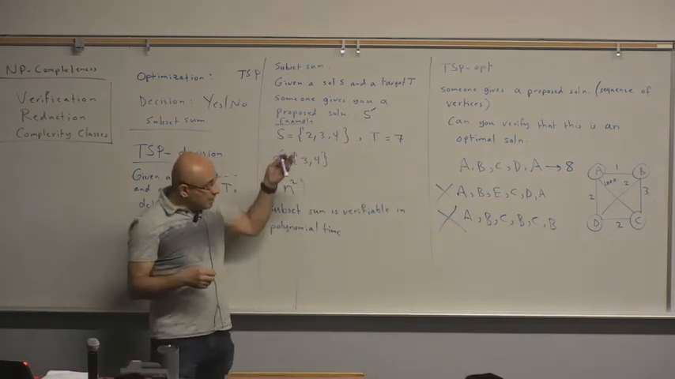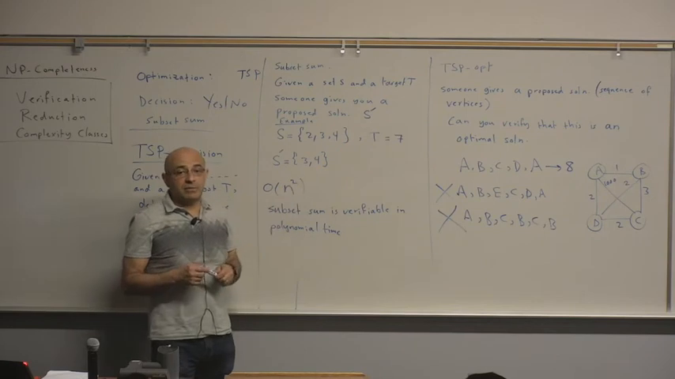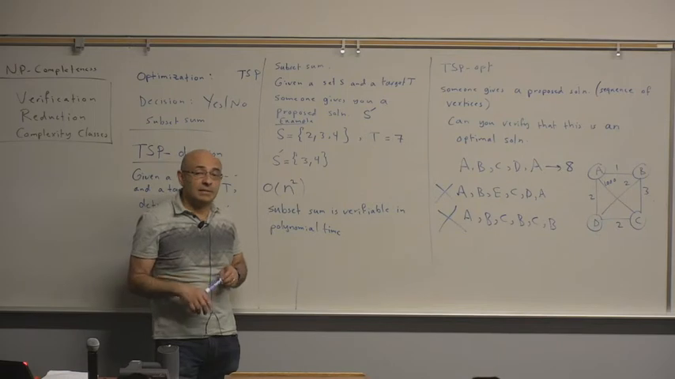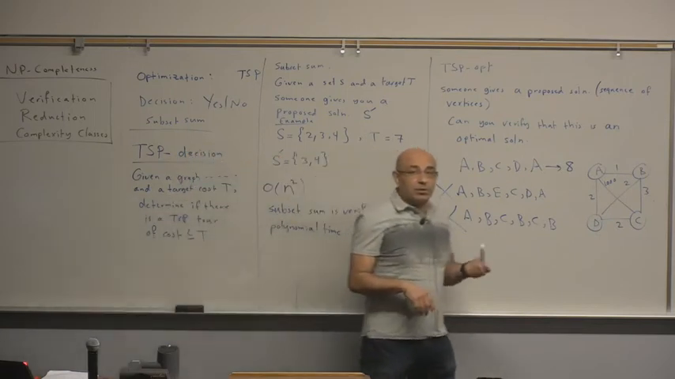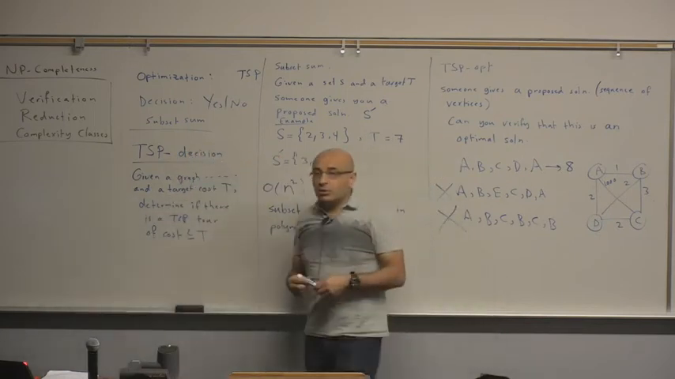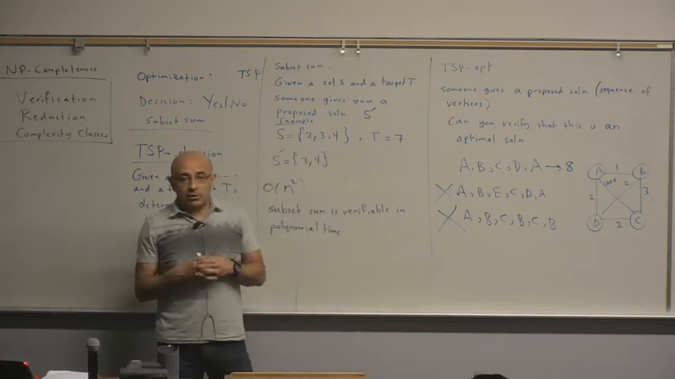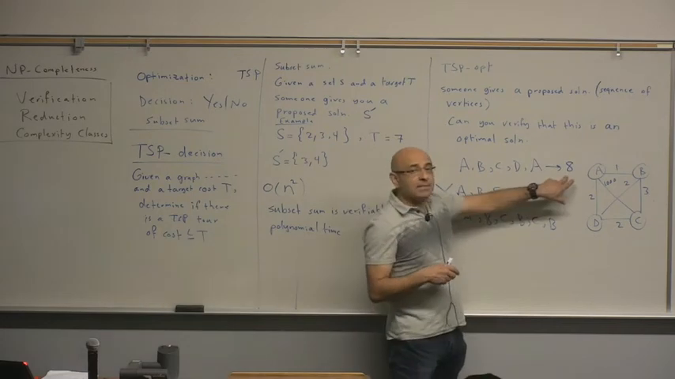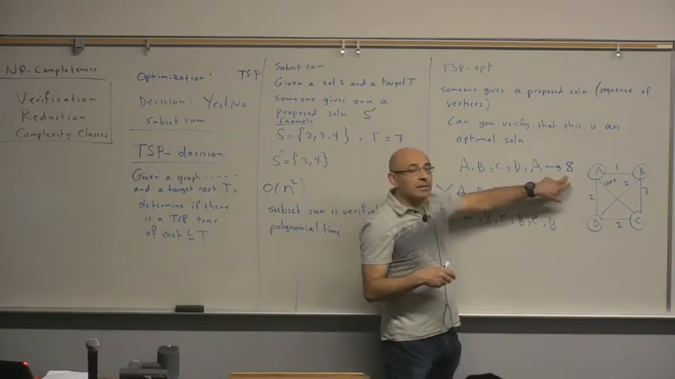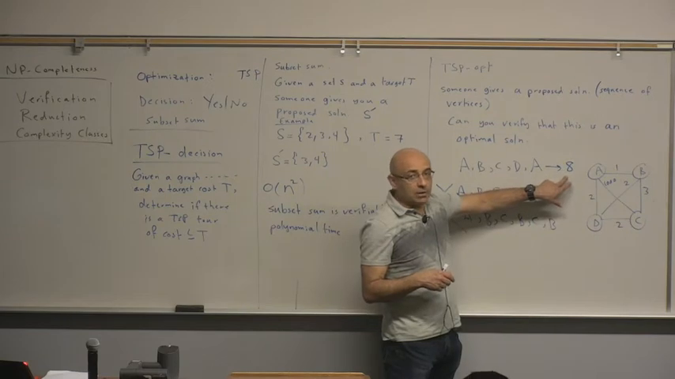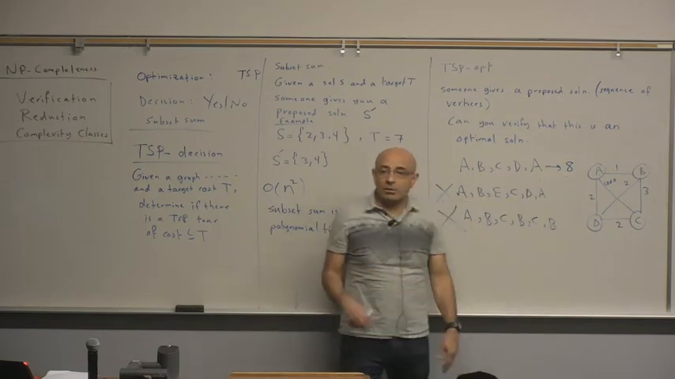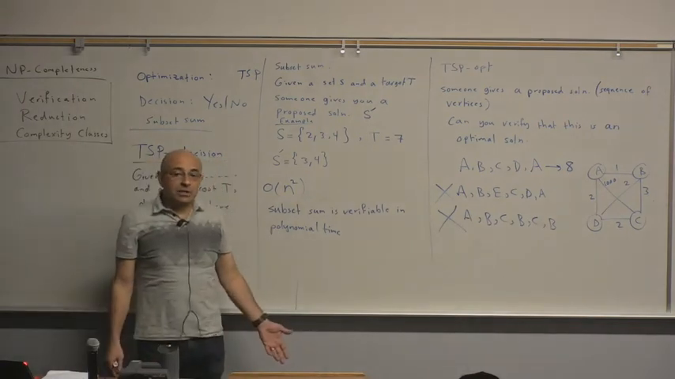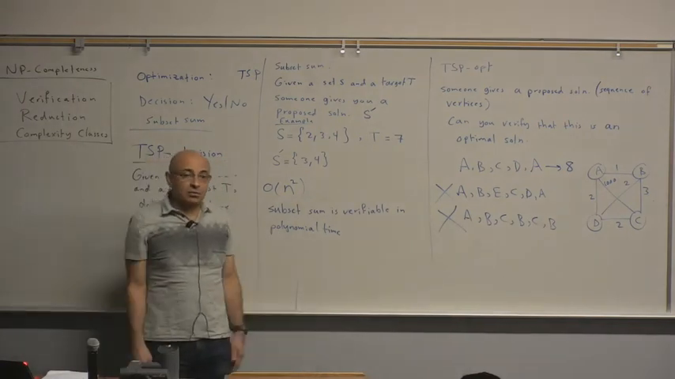Well, if the cost of this is equal to a lower bound. Remember the lower bounds that we calculated last time, they can be calculated in polynomial time. So usually you can calculate lower bounds in polynomial time. And if the cost of this proposed solution happens to be equal to the lower bound, then it's provably optimal, because it's equal to the lower bound. But this is not guaranteed to work in all cases.